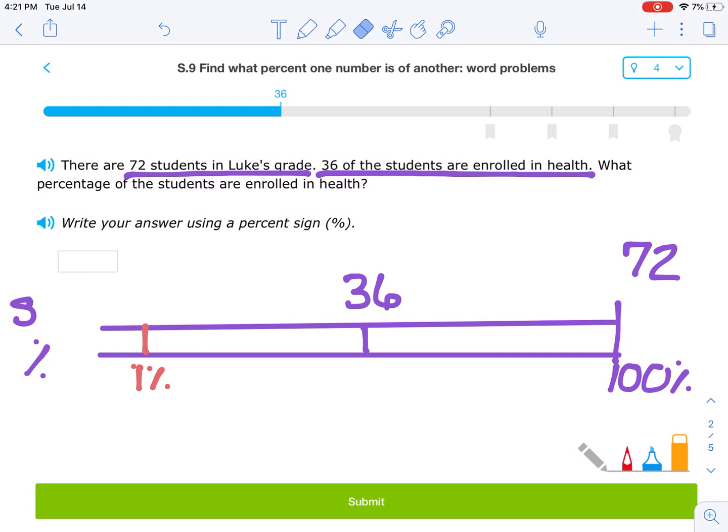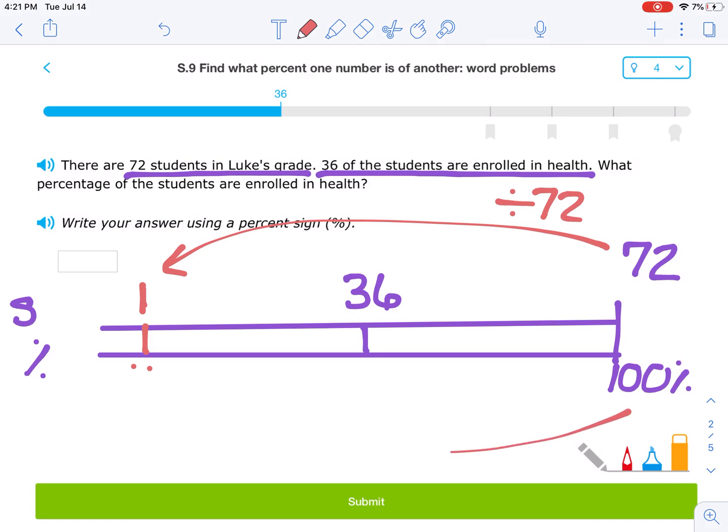But we're actually not going to do 1%. We're actually going to figure out one student. What percent is one student? So this is where we say, how do I go from 72 to 1? Easy. Divide by 72. If I divide the top by 72, I have to divide the bottom by 72.